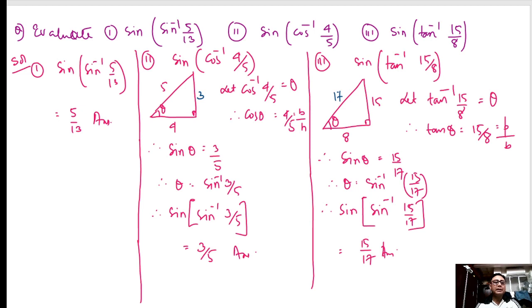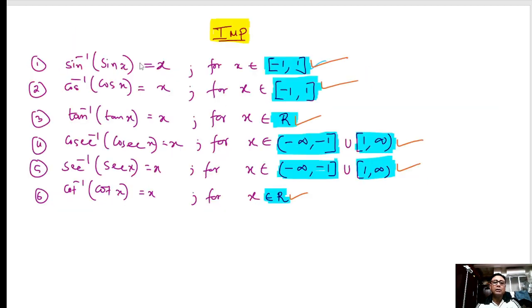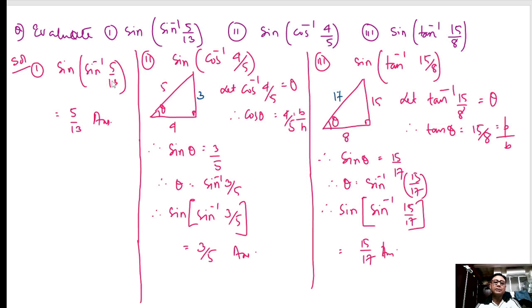The next part says: evaluate sine of sine inverse 5/13. As we have already seen, sine of sine inverse x is x. So using this concept, we get sine of sine inverse 5/13 is 5/13.